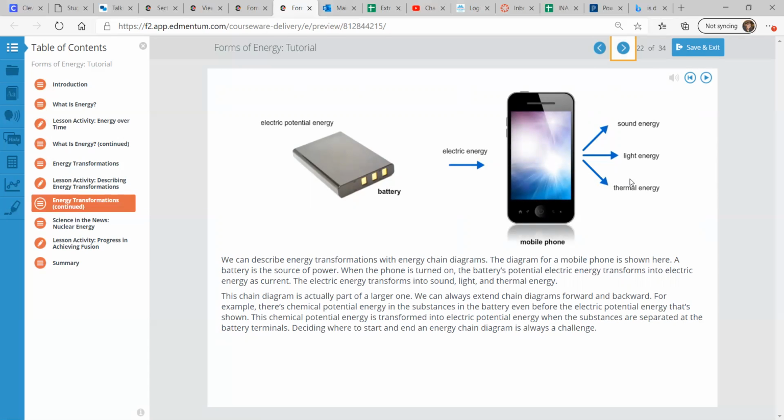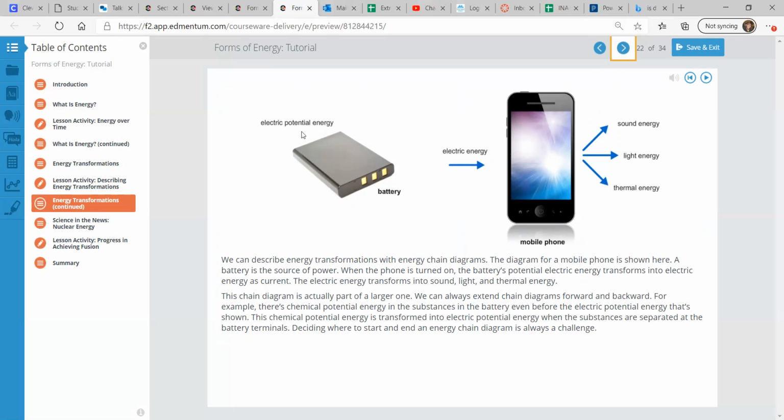The chain diagram is actually part of a larger one. You can always extend the chain diagrams forward and backward. For example, there's chemical potential energy in the substances within the battery, even before the electric potential energy that's shown.